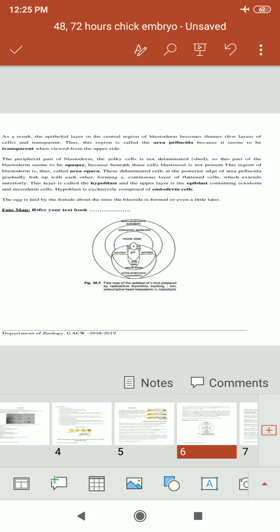So you can see this fate map. The fate map is referred to in textbooks, and the egg is laid by the female about the blastula stage. This fate map is a method used in developmental biology to study the embryonic origin of various adult tissues and structures, and the fate of each cell or group of cells is mapped onto the embryo, showing which parts of the embryo will develop into which tissues.